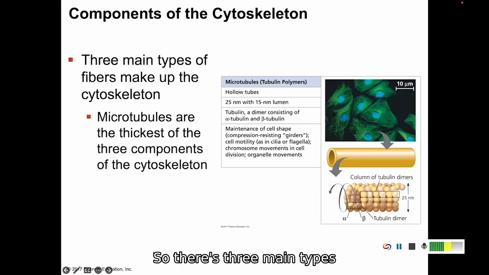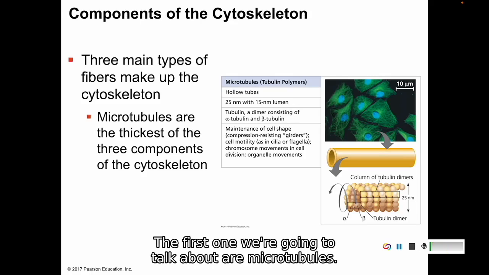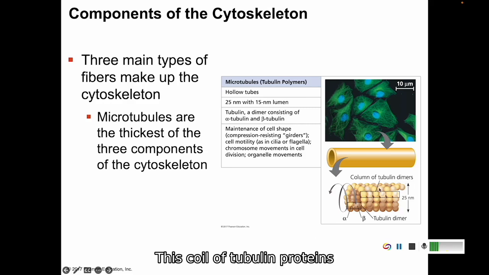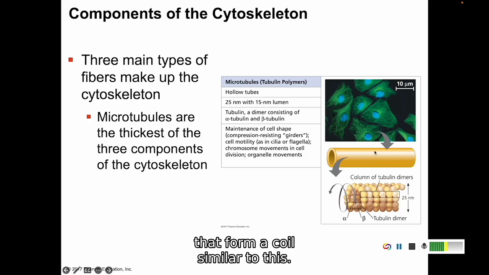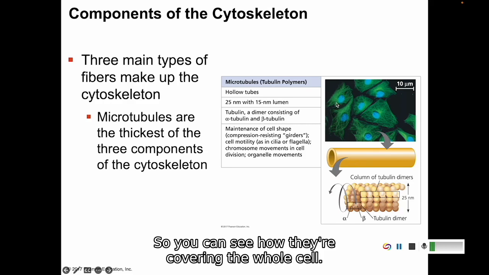Okay, so there's three main types of fibers that make up the cytoskeleton. The first one we're going to talk about are microtubules. Microtubules are the thickest. They're this coil of tubulin proteins that form a coil similar to this. And in this image, the microtubules are stained green. So you can see how they're covering the whole cell.